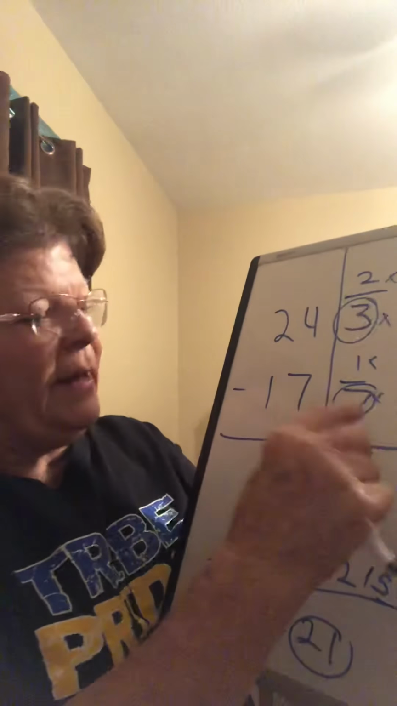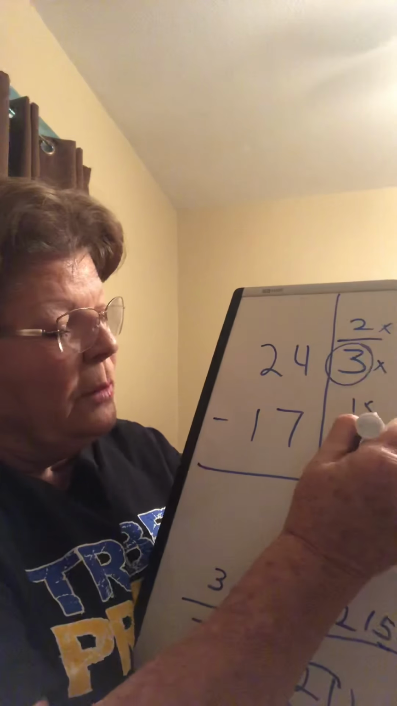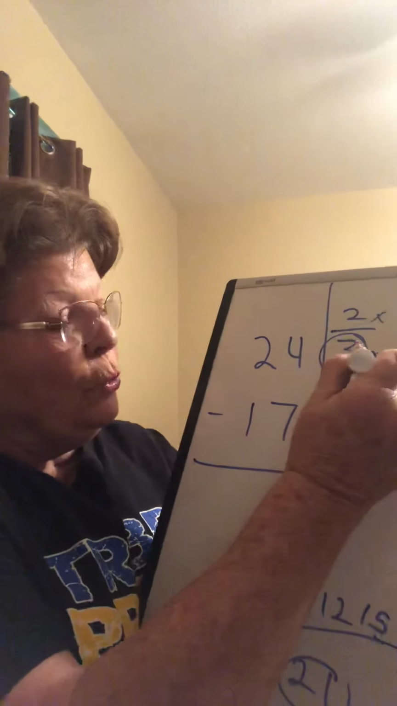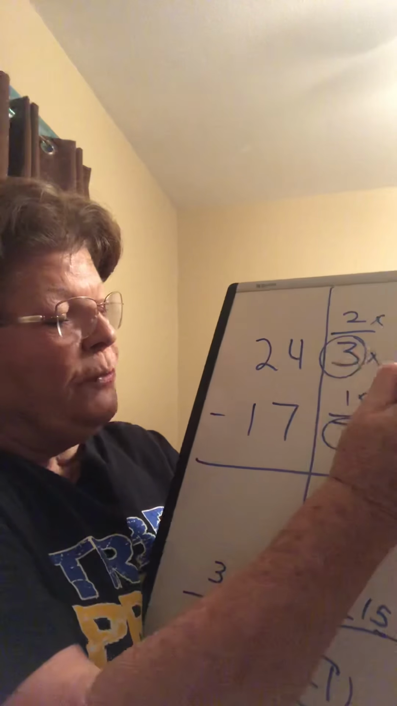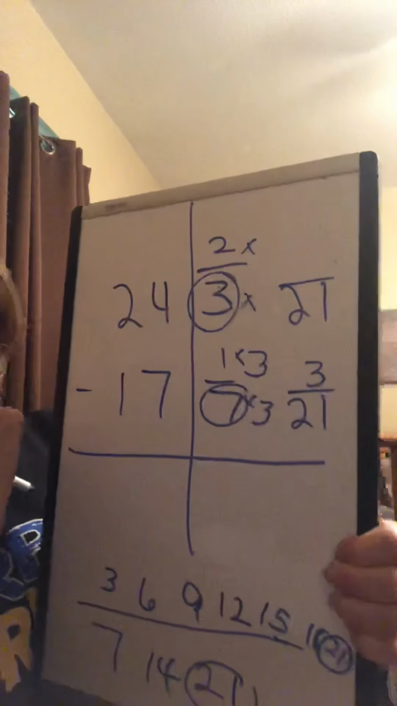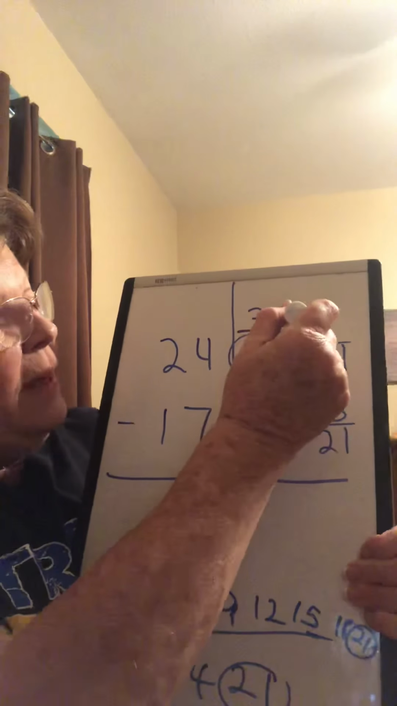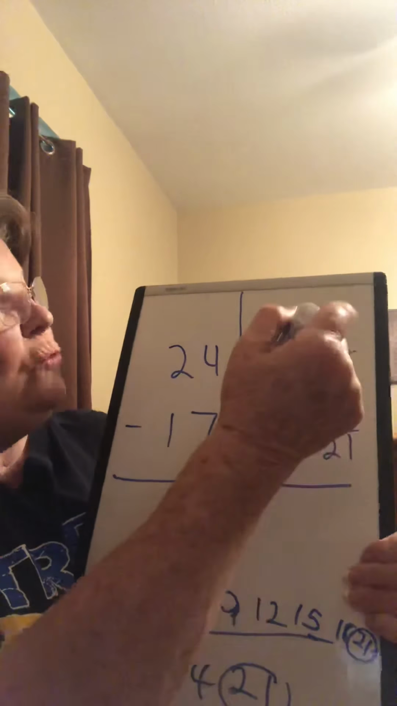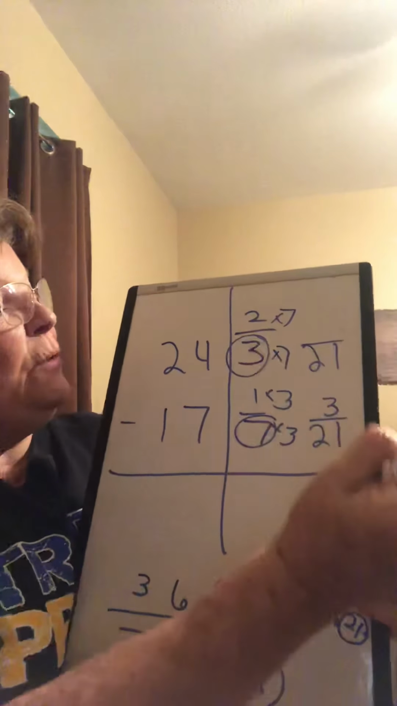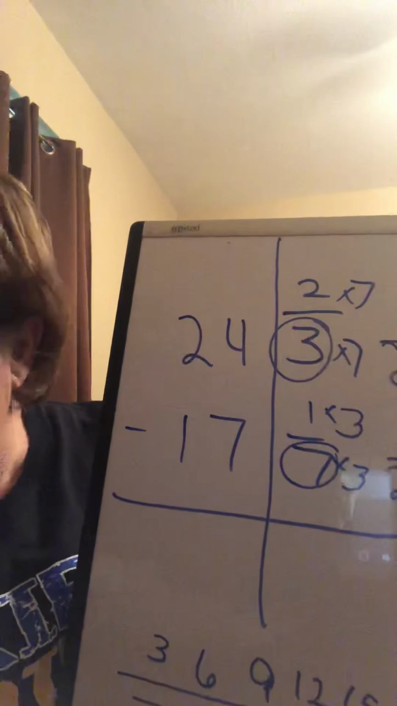And then you're going to say to yourself, 7 times what's 21? If you said 3, you got it. Whatever you do to the bottom, you do to the top. 1 times 3 is 3. Okay? 3 times what's 21? I'm having trouble seeing this. I know it's hard to do this. It's 7. 3 times 7 is 21. Whenever I do the top, I do the bottom. And 2 times 7 is 14. Everybody get that?